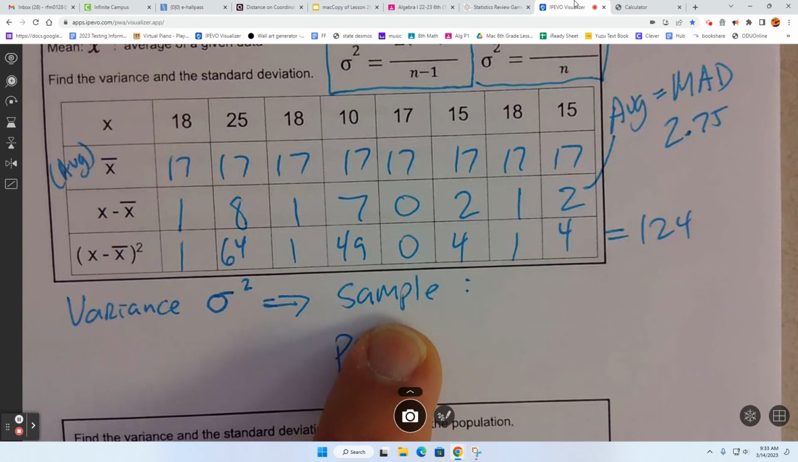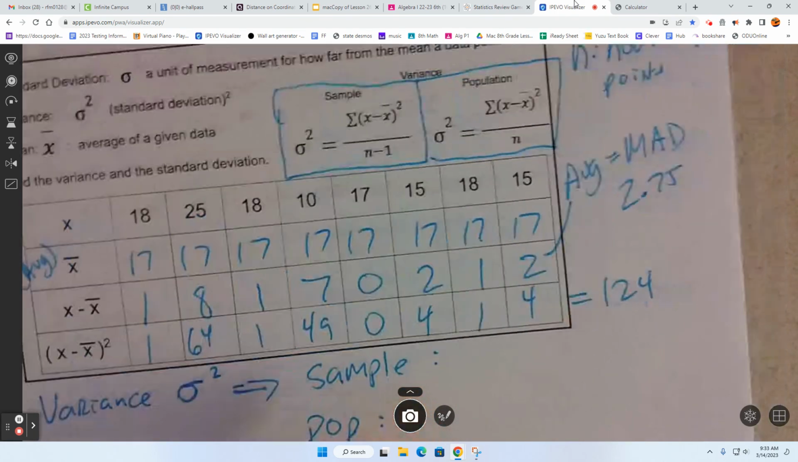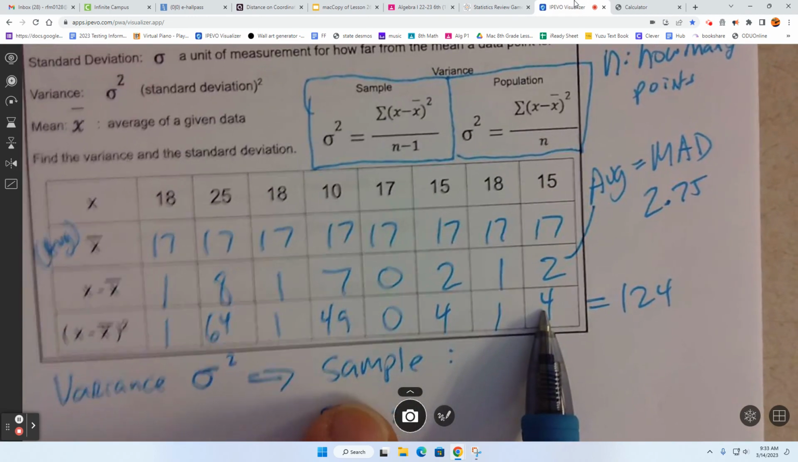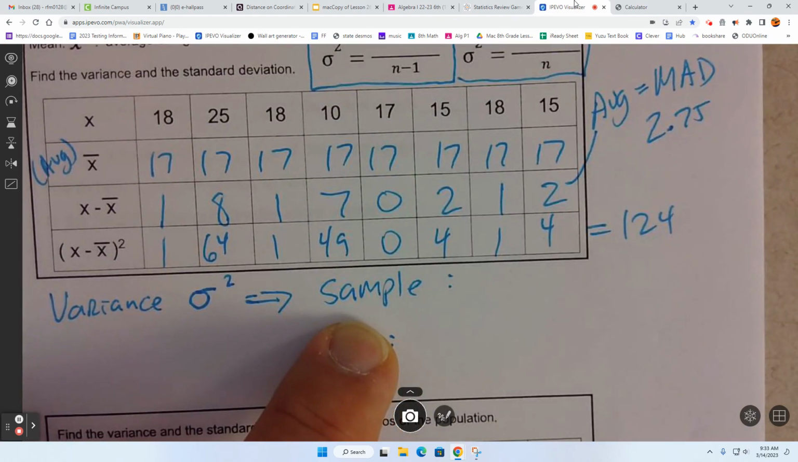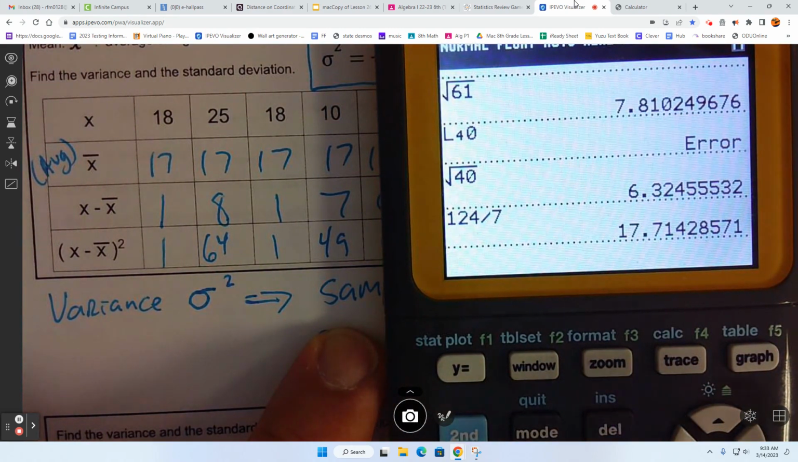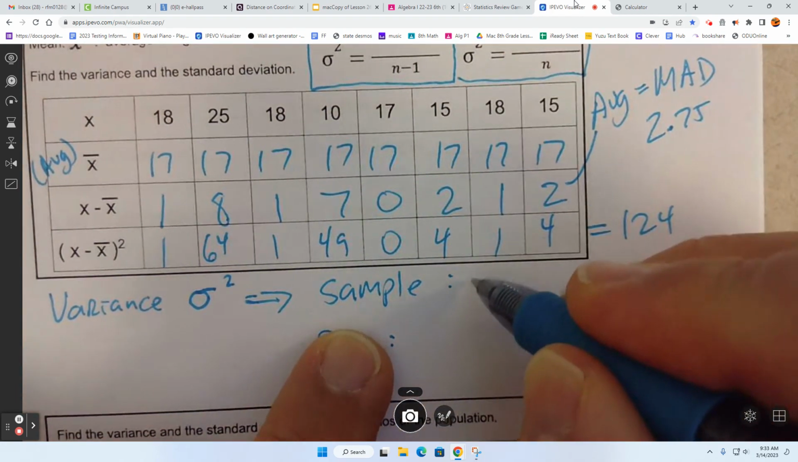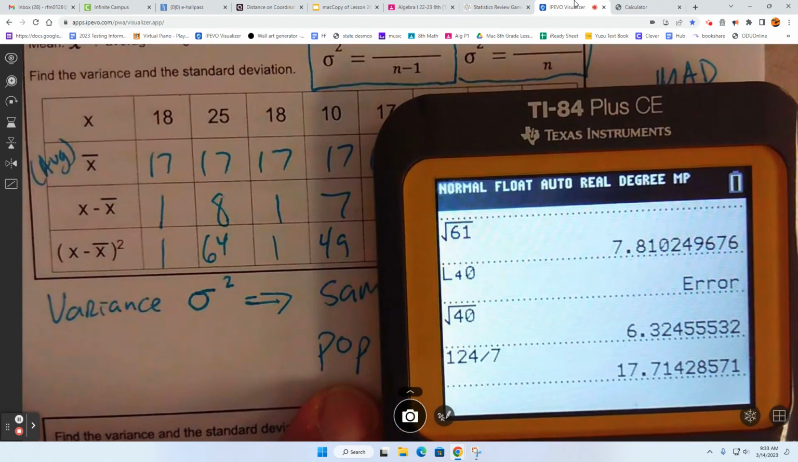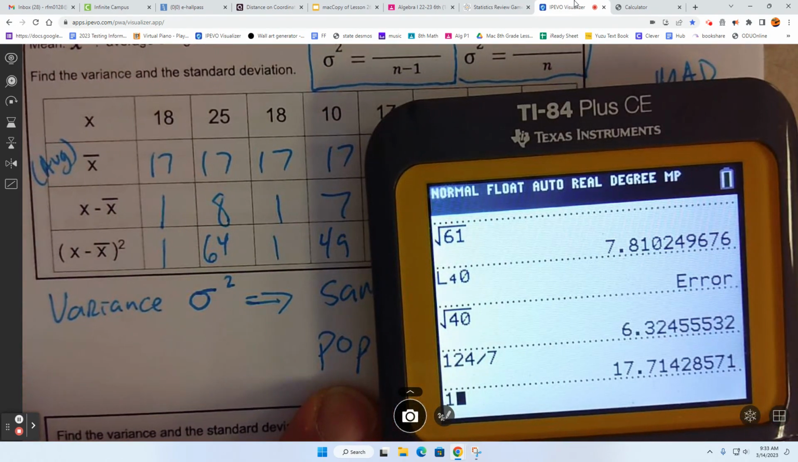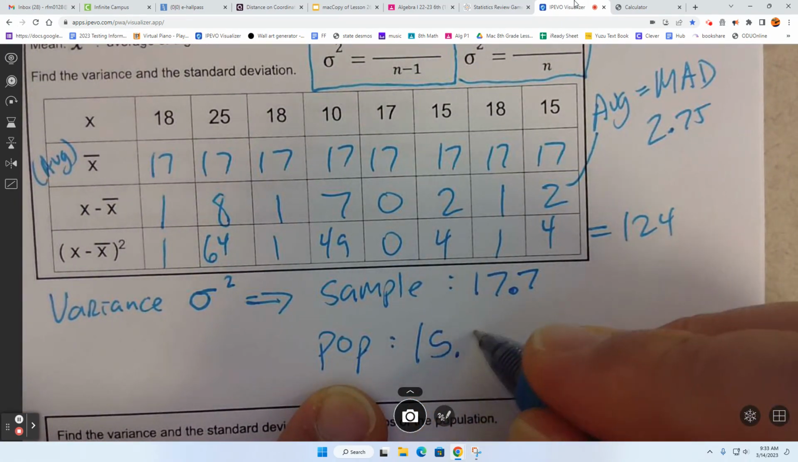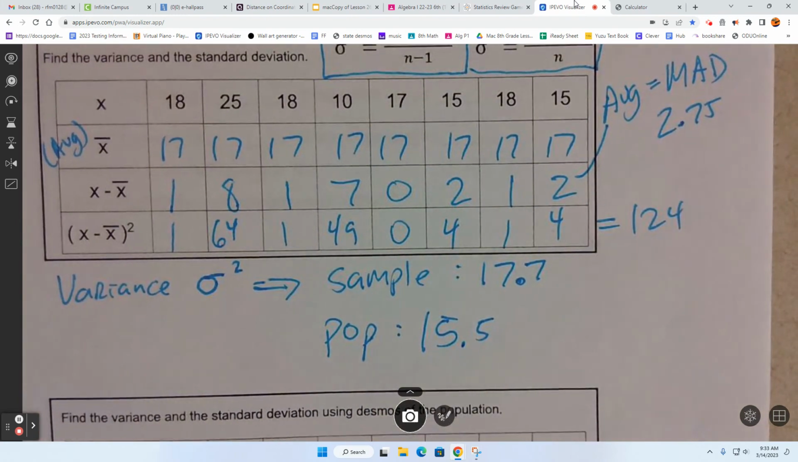So that means the sample variance is the one we divide by 1, 2, 3, 4, 5, 6, 7, 8 minus 1. So I'm going to divide by 7. I get 17.7. The other one I'm going to divide by 8, right? 15.5. These are the variances. These are not the standard deviation.